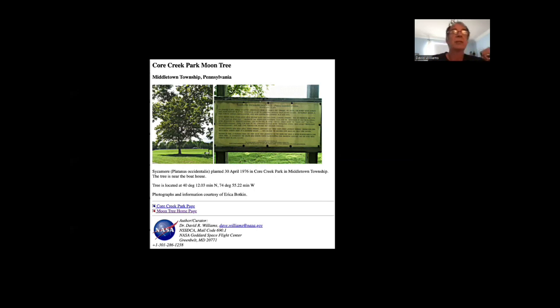And I put a thing at the bottom of the page, and it said, "Oh, if you know anything about a moon tree, you know, send me an email." And I just left my email address there. And I started getting emails, and I just started getting people saying, "Oh yes, we have a tree. It says it has a little plaque next to it. It says it's a moon tree. It's in the local park here, or it's at the state capitol building, or whatever."